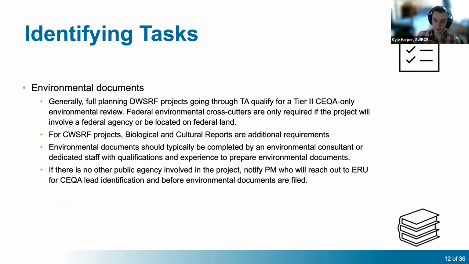And next we'll jump to environmental documents. For environmental documents, typically for full planning projects that go through TA, they qualify for Tier 2 CEQA-only environmental review. And a key difference to point out with wastewater projects is that wastewater projects actually require 2 additional environmental tests that drinking water projects do not. These tests are the biological resources assessment and cultural resources report. Later in the presentation, we will go over example drinking water and wastewater work plans, and I'll point these out again.